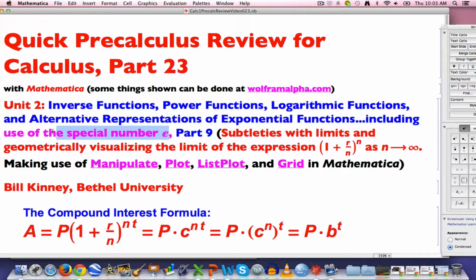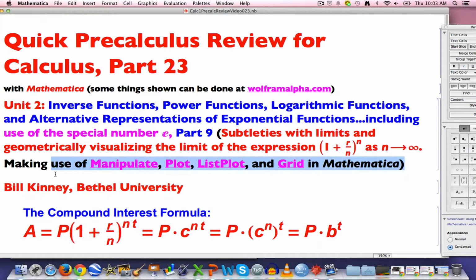Recently, starting with Part 7 of Unit 2, we talked about the special number e, and we also introduced the idea of a limit to ultimately define e in terms of limits. Part 7 was a very intuitive introduction. In Part 8 we got a little bit more rigorous. Here in Part 9 we'll get even a little bit more rigorous, though still not completely rigorous.